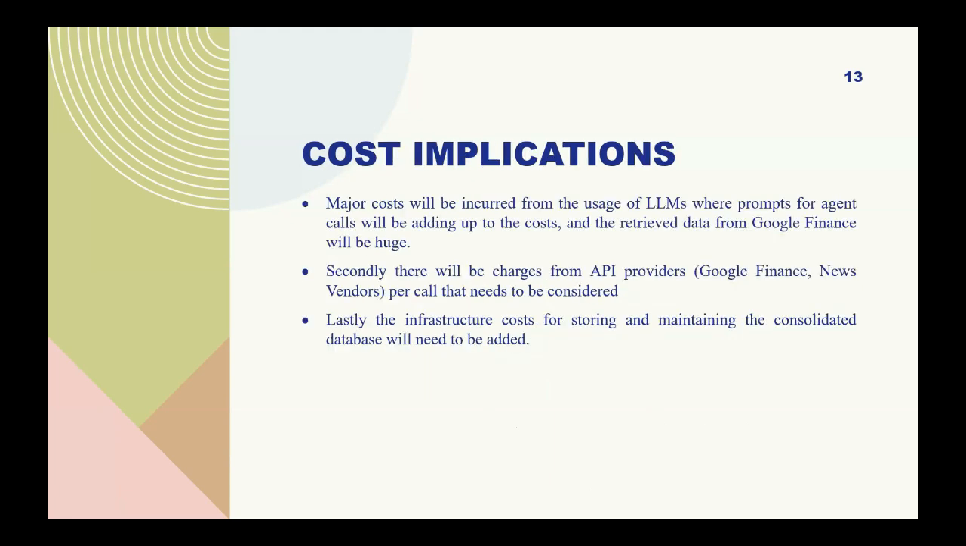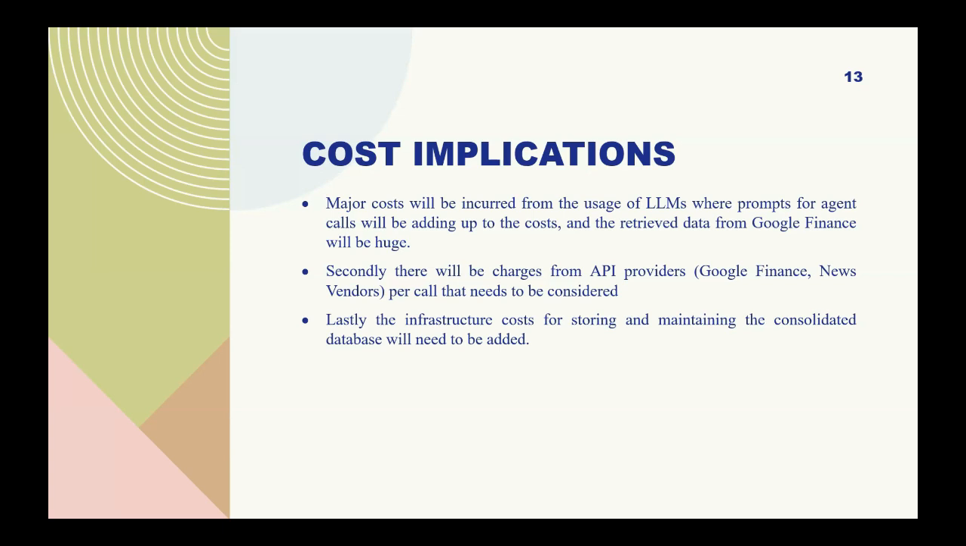So there are a couple of cost implications. The major cost is incurred from the usage of LLMs, because there are two things which will add up to the cost. One is the prompts that we pass. There are a couple of different prompts, and the prompts are not direct and straightforward. These are very complex prompts, so it adds on to the total number of tokens generated. The second is that the Google Finance data that we receive is very huge. There is a lot of data that is received and it starts adding on to the tokens. So this is another cost implication that we have to take care of.